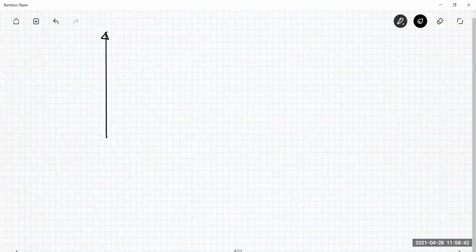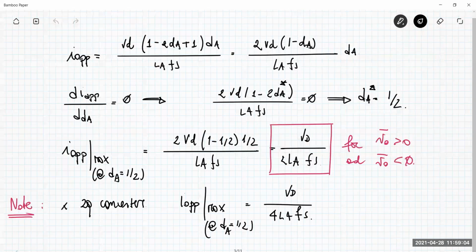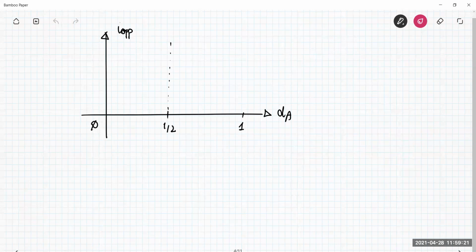We can also put this ripple on a plot, with the duty cycle ranging from 0 to 1. This is the peak-to-peak ripple. So this means simply that you have to plot this function here. For the duty cycle of 0, it is 0, and when the duty cycle is 1 it is also 0, and there is a maximum at 1/2. So it's something like this.